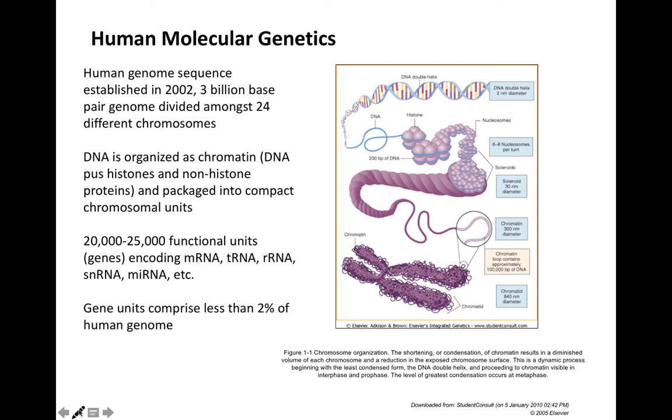Within these chromosomes are distributed between 20 and 25,000 functional units or genes, and we'll talk a little bit about what genes mean in just a second. And that includes everything from those that encode messenger RNA, transfer RNA, ribosomal RNA, and some of the more recent, although now getting fairly old, other types of RNAs like small nuclear or small nucleolar RNAs, which are involved in splicing, microRNAs, which are involved often in translational control by repressing translation of messenger RNAs. But again, gene units, at least those that are protein encoding, contribute a very small part of the human genome.